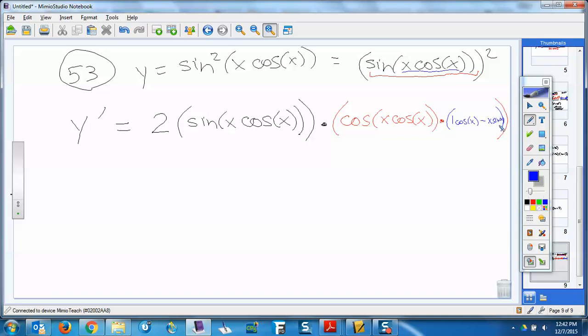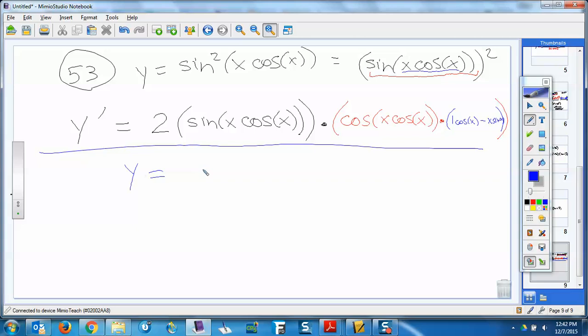Okay? But now there's really nothing I can put together. I got a 2 times a sine times a cosine times this. I mean, I can distribute those, but that doesn't do you any good. I wouldn't distribute things unless it helps you to combine something. That's pretty much it. That kind of reminds me of one I was helping someone with earlier.